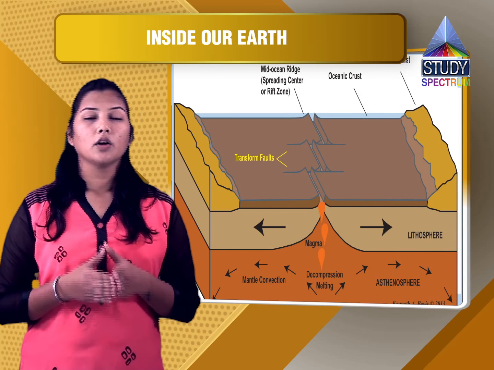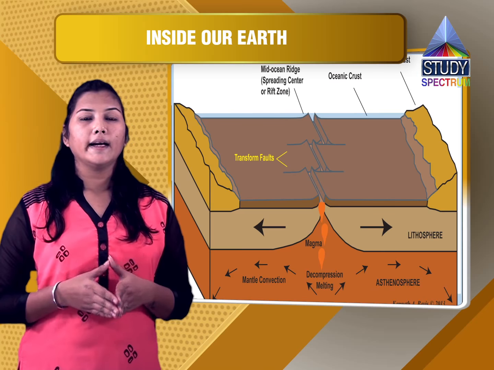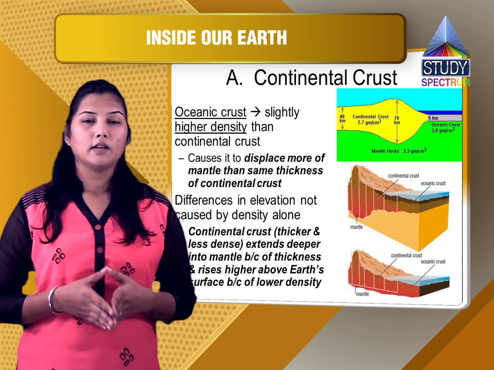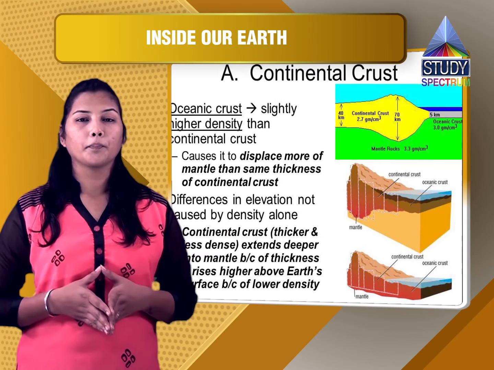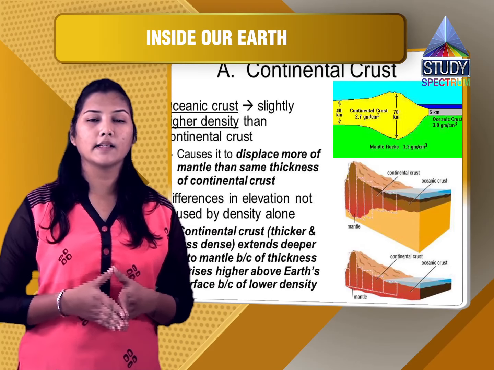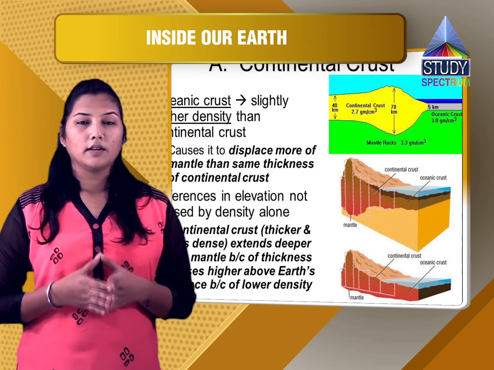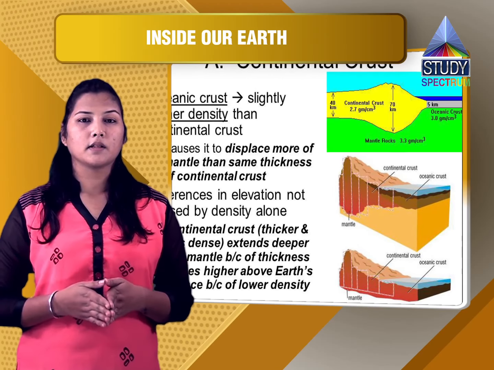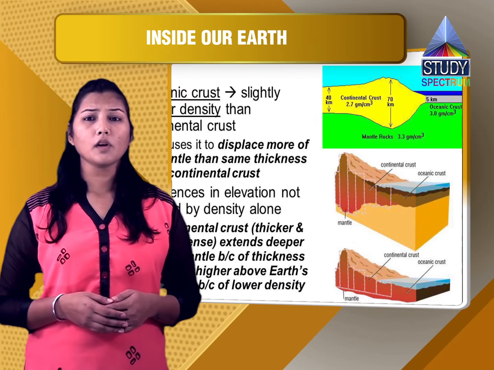Let's come down to the continental mass. When we come down to the continental mass, it comprises of SiAl. Let's try to break it down. When we break it down, Si stands for silica and Al stands for aluminium. These being the chemical symbols, if we put them together, it comes down as SiAl.